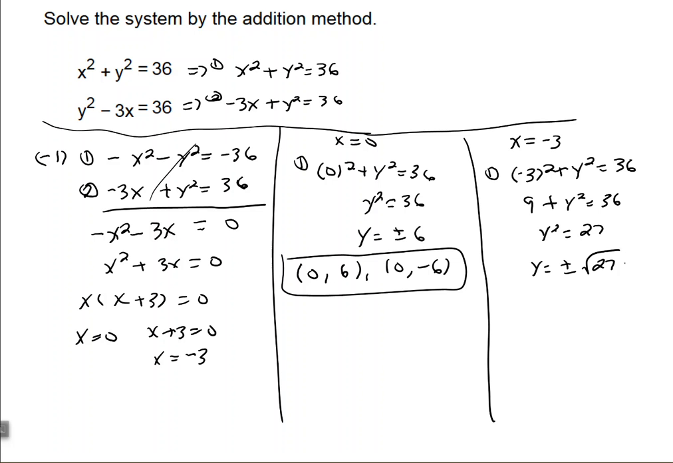Now 27, keep in mind 27 is the same thing as 9 times 3. So I can simplify that radical by taking the square root of 9. And that would be positive or negative 3 times the square root of 3. So my other two solutions are when x is negative 3, then y is positive 3 times the square root of 3. And when x is negative 3, then y is negative 3 times the square root of 3.